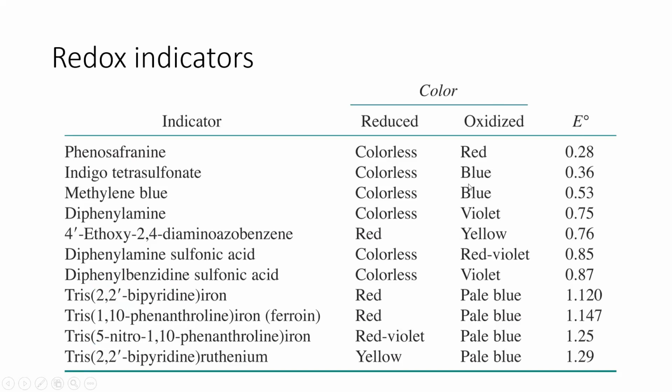We have phenolphthalein, colorless in the reduced form, red oxidized. We have indigo, methylene blue, diphenylamine. We have so many of them. Ferroin is commonly called ferroin, but the name is tris(1,10-phenanthroline) iron. So these are different types of indicators and their colors in their reduced or oxidized forms.